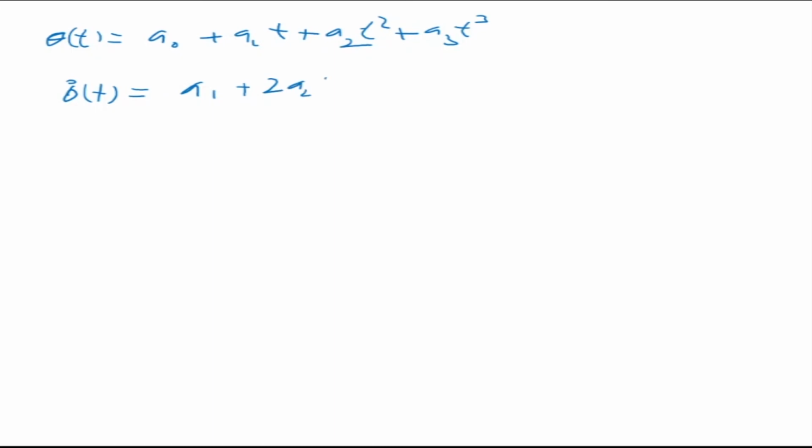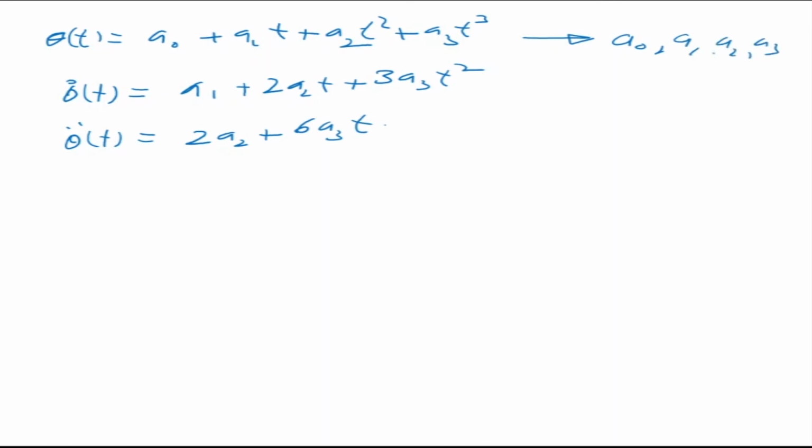So now, we have taken our three equations, that is theta t is equal to a naught plus a1t plus a2 t squared plus a3 t cubed. And theta dot t, the velocity, is equal to a1 plus twice a2t plus thrice a3t squared, and theta double dot t is equal to twice a2 plus 6 a3t. Now this has four constants, right? A naught, a1, a2, and a3. So I need four conditions in order to be able to solve them.